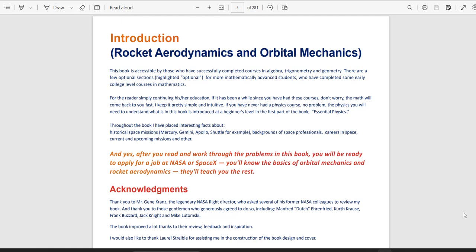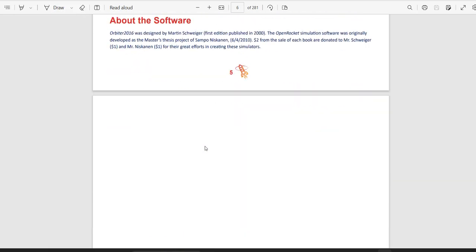Okay, welcome to page 5 of the Physics for Space Travel. I'm going to take you through the orbital mechanics part of this book. This is for students as well as teachers who want to teach the subject. So here is the introduction. I would recommend you read it, but I am not going to go through it.